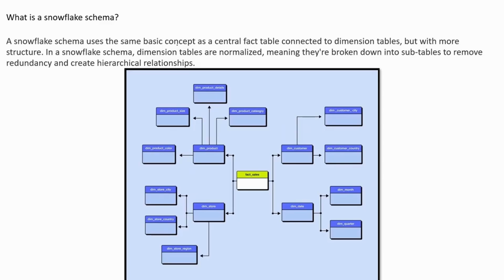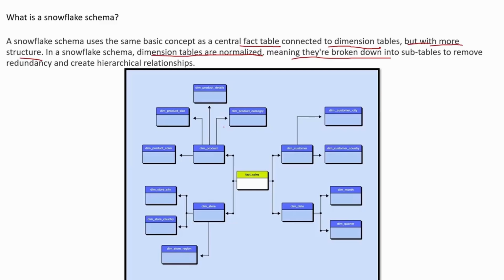Now let's discuss Snowflake schema. Snowflake schema uses the same basic concept as a central fact table connected to dimension tables, but with more structure. Okay. It means we are normalizing the dimensions. In Snowflake schema, dimensions are normalized, meaning they are broken down into subtables. If you see here, dim customer is further broken down into two more dimension tables: dim customer city, dim customer country, right? Same way, other dimensions are also broken down into other subtables.